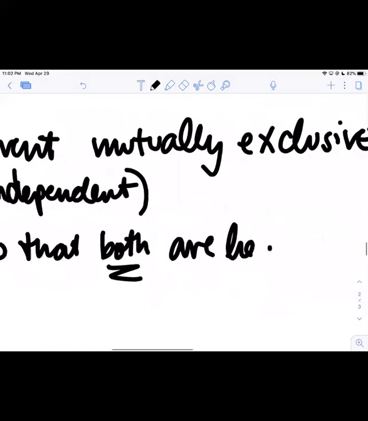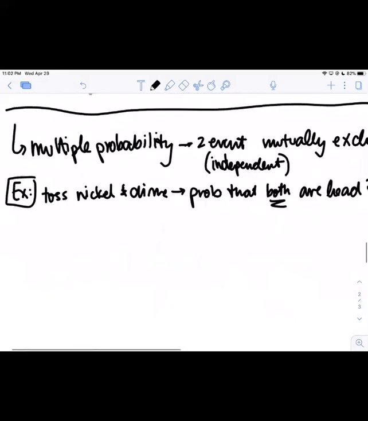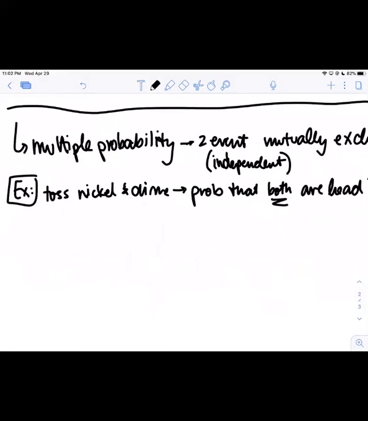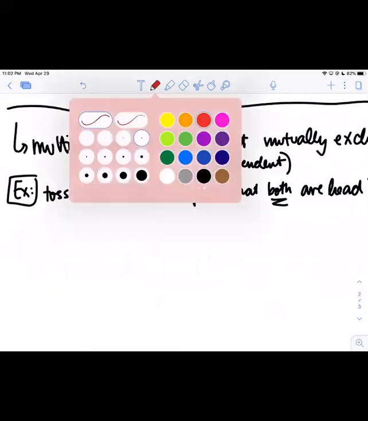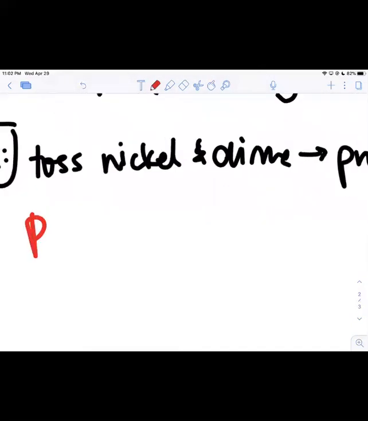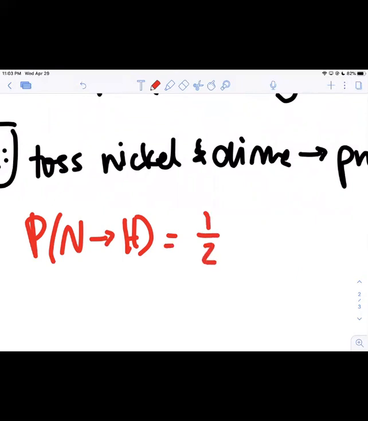So when I toss a dime, I want to know what's the probability that it will be heads, and I'm going to toss a nickel, and I want it to also be heads. So let's think about it. Probability of a nickel being heads. Well, what's the probability of you flipping a heads? Any coin, any normal coin: 1 out of 2. Same thing for the dime. In order to get a heads, it's also a 1 out of 2 probability.